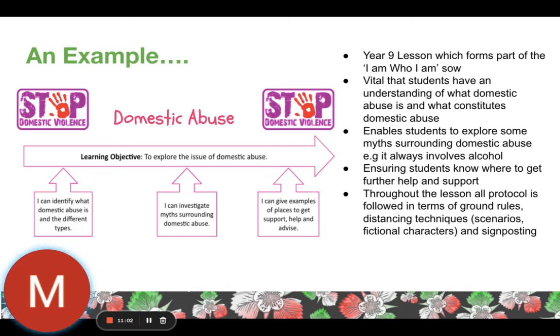It enables students to explore some of the myths surrounding domestic abuse, for example, a common myth that it always involves alcohol. Most importantly, it ensures that students know where to get further help and support. And throughout the lesson, all protocol is followed in terms of the ground rules and distancing techniques that staff are trained to use, so things like scenarios and fictional characters, and most importantly, signposting for future help if students need it.